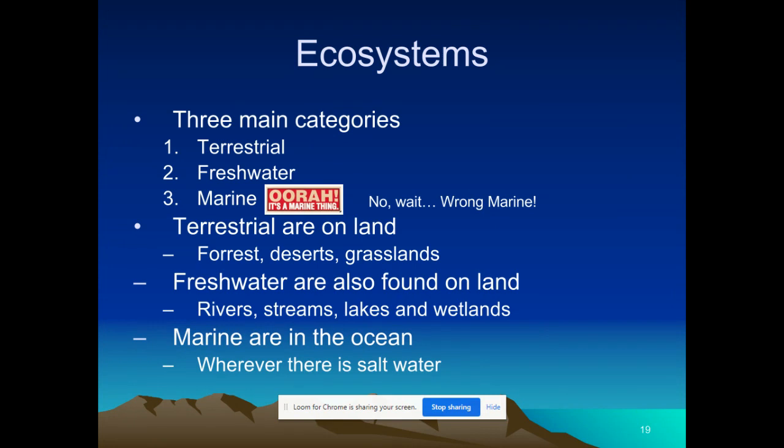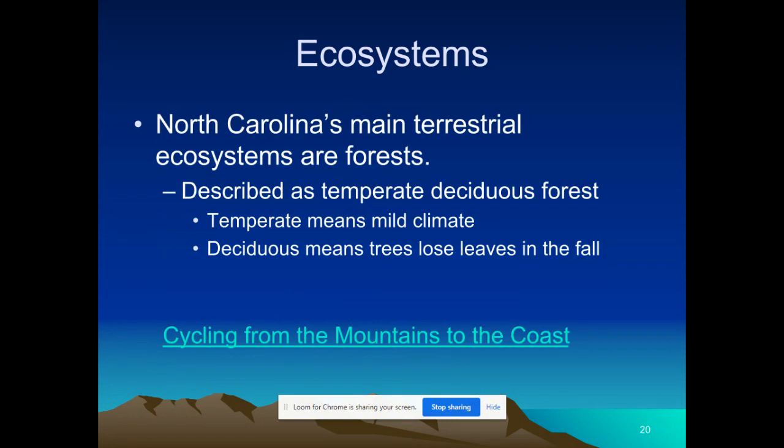Okay, ecosystems, three main categories. You have terrestrial ecosystems, which deals with land. You have freshwater, which we talked about, and we talked about marine. Not the marines in the military, but the marine ocean system. We've already talked about ocean and freshwater at the beginning of the year. You can see the examples: forests, deserts, grasslands are terrestrial; rivers, streams, lakes, and wetlands are freshwater; and then of course marine would be saltwater. We also would include the estuaries that we talked about earlier in the year.